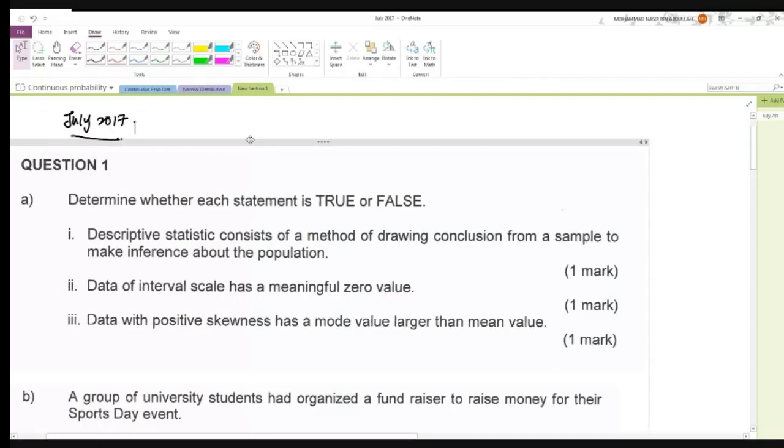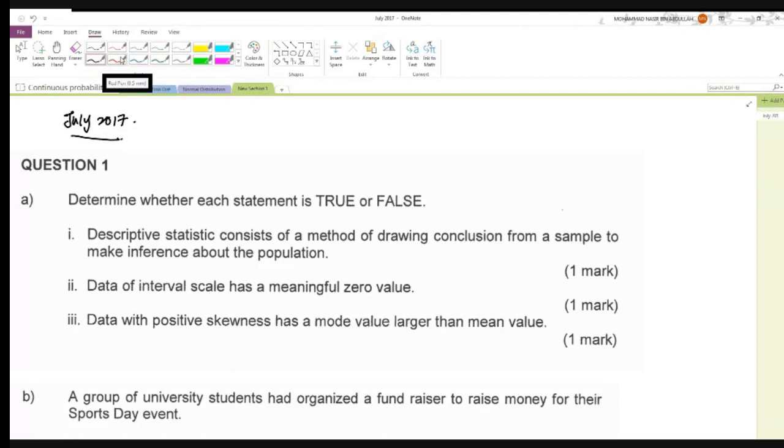Alright, July 2017. Question number 1 says determine whether each statement is true or false. So you need to state either the first statement is true or false. Descriptive statistic consists of a method of drawing conclusions from a sample to make inference about the population. This is a false statement.